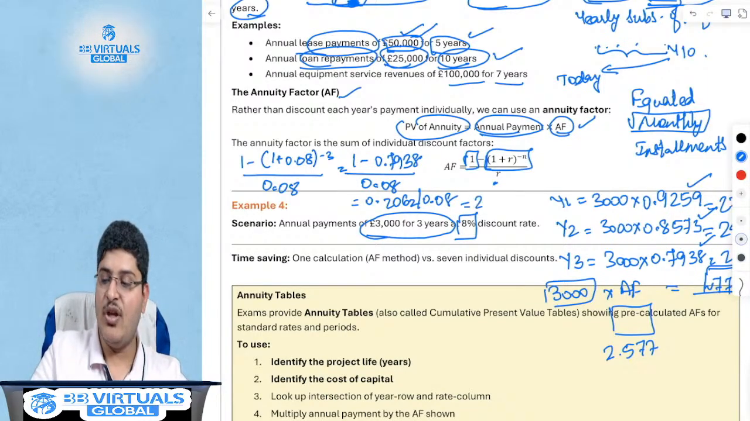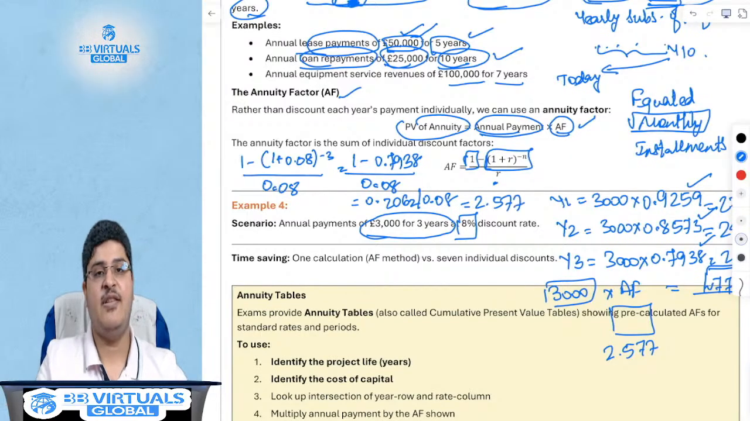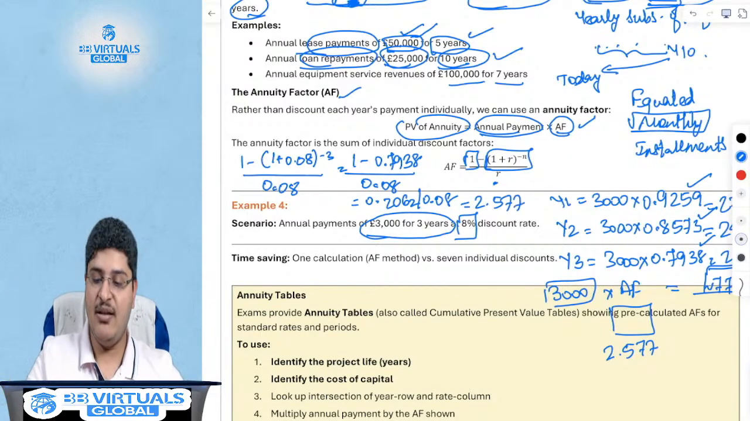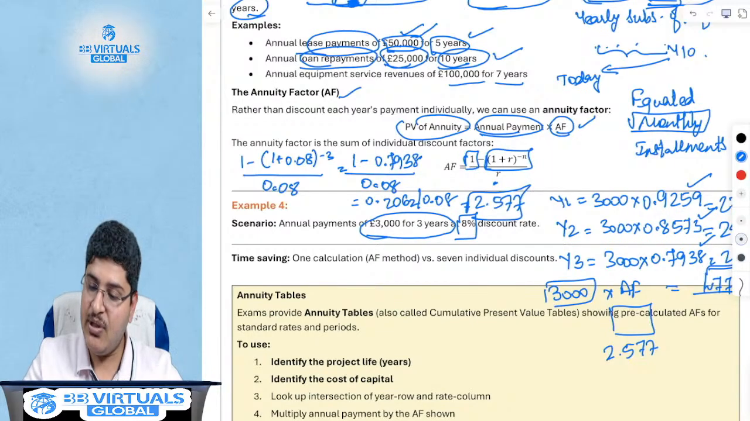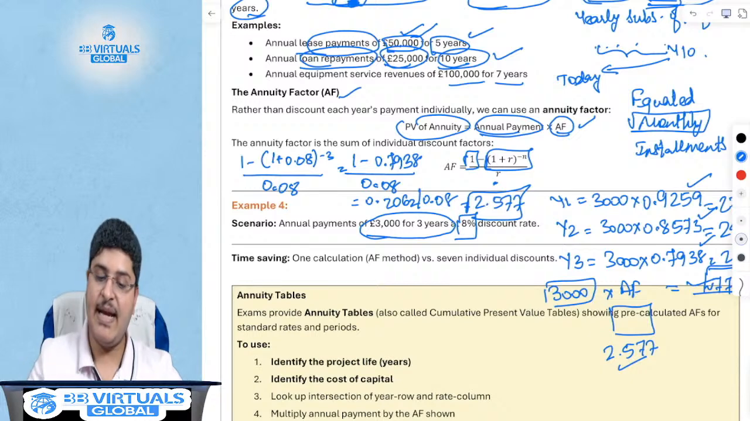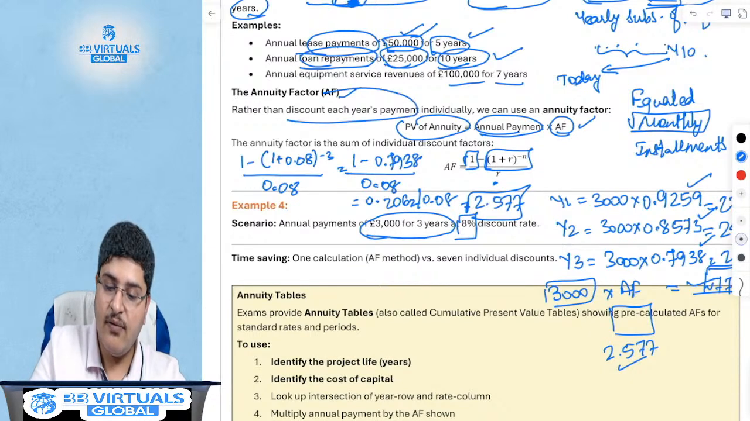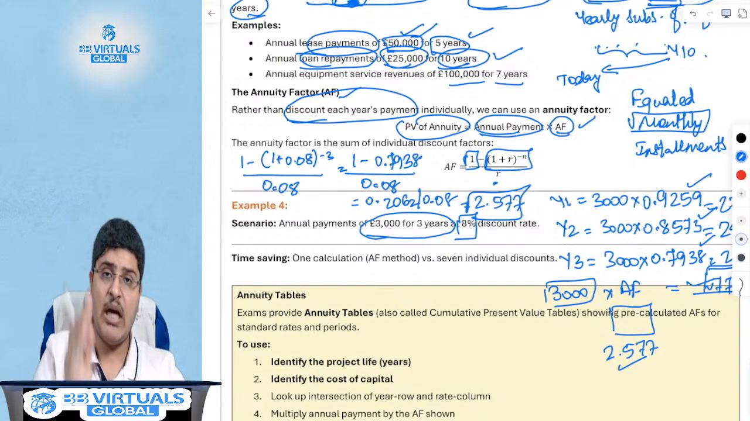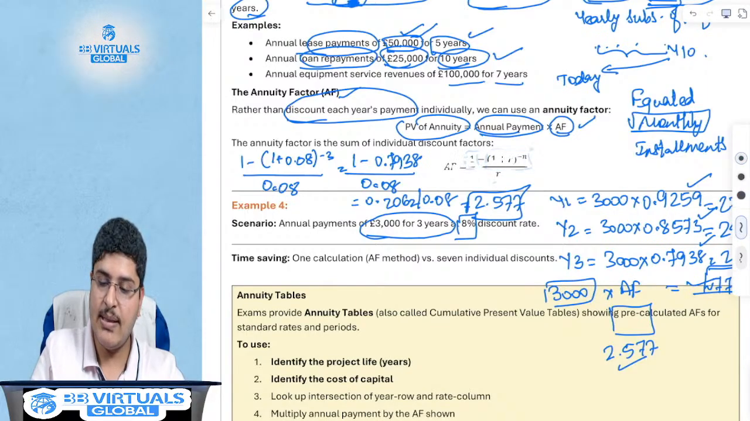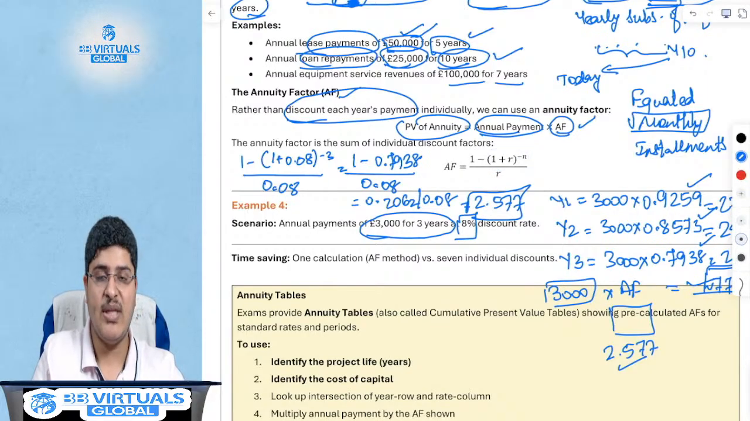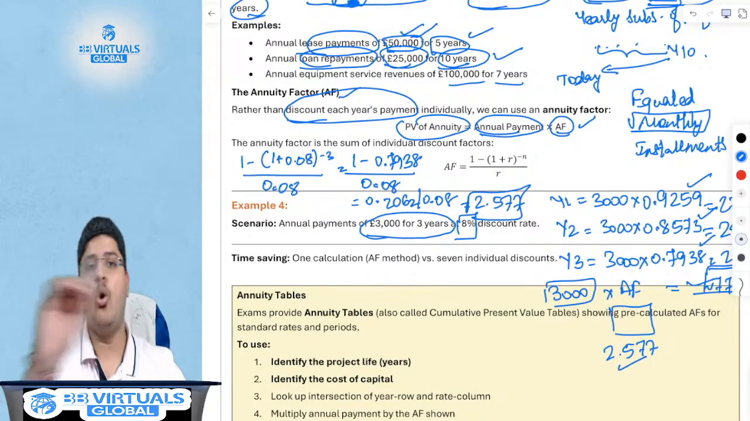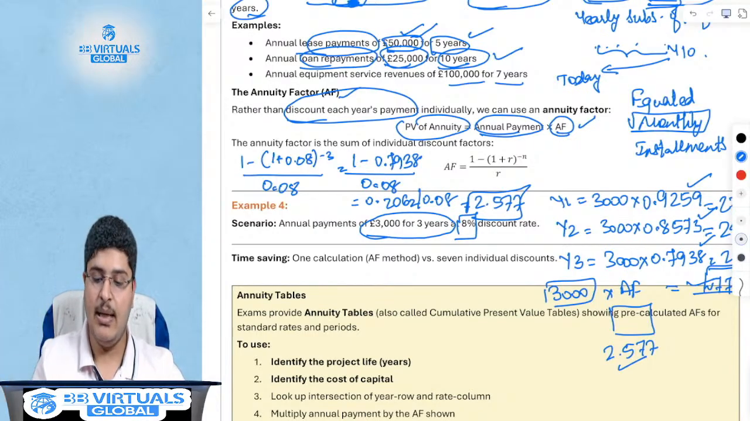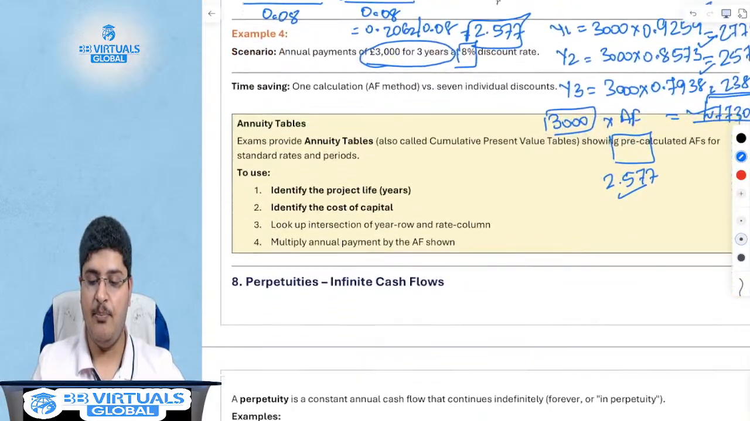That again gives you the answer of 2.577. So the formula of annuity factor helps you reach the same answer as you would have reached otherwise by calculating the discount rates for each year's payment. But rather than doing it for each year when the cash flows are the same, you simply use this formula, which is 1 minus (1 plus r) raised to minus n, which is the discounting factor, the whole thing divided by your discount rate. That is the formula of annuity.